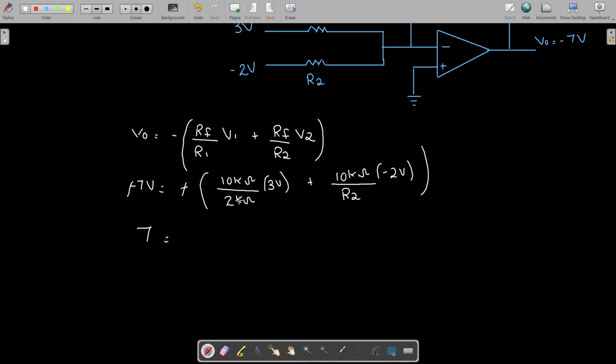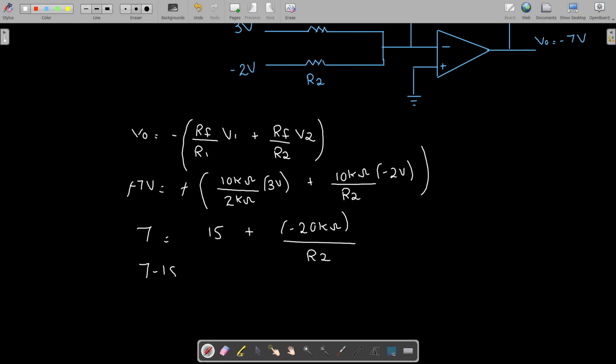7 is equal to, okay, 10k divided by 2k is 5, and 5 3s are 15. So we are going to have 15 volt over here. 15 plus, okay, 10 2s are minus 20. So this is minus 20 kilo ohm divided by R2. Now let me shift 15 to this side. So this will be minus 15.